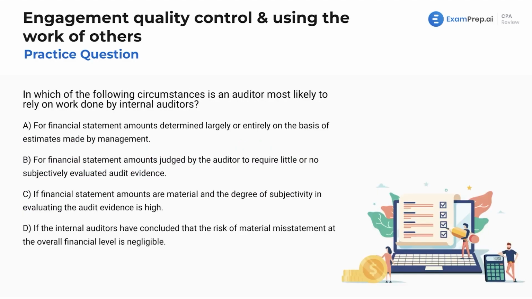All right. In which of the following circumstances is an auditor most likely to rely on work done by internal auditors? Now, you are supposed to do the work because you're the independent auditor. And as such, you're the one who needs to get evidence to then issue an independent opinion on the client. However, you don't have to go at it alone. I mean, you are using the client's records. Now, can you use the client's internal auditors?